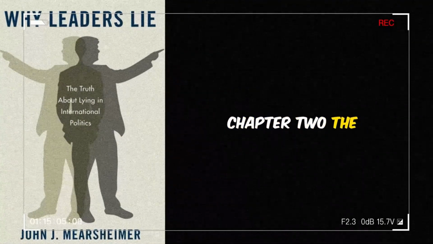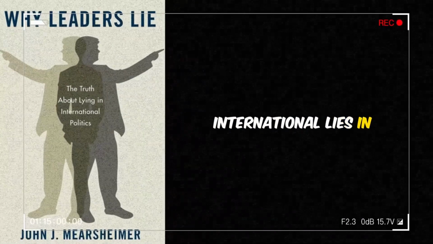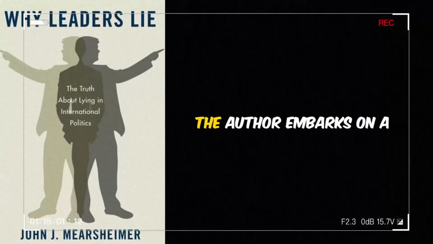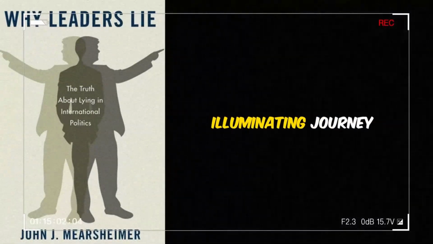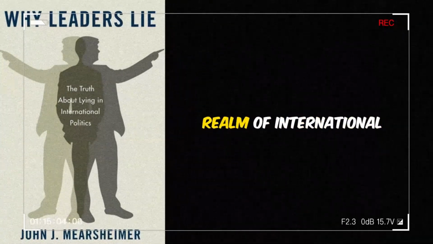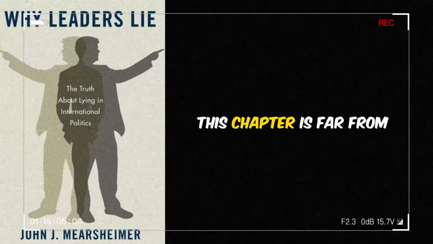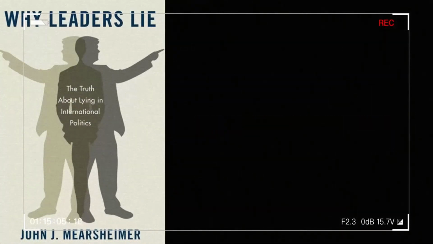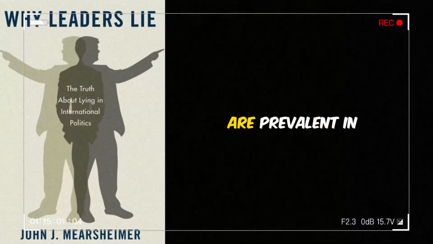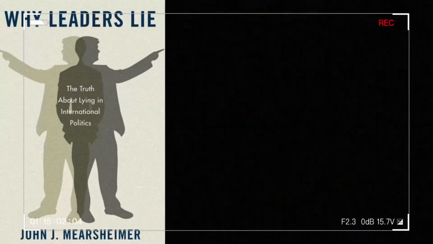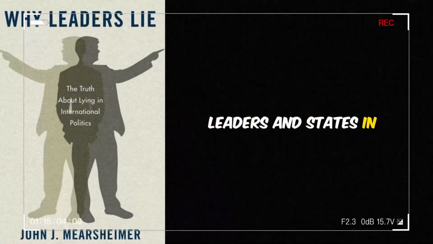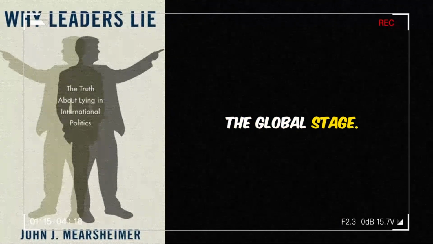Chapter 2. The Inventory of International Lies. In the second chapter of Why Leaders Lie by John Mearsheimer, the author embarks on a systematic and illuminating journey, unraveling the diverse forms of deception that permeate the intricate realm of international politics. This chapter is far from being a mere exploration. It is a comprehensive examination of the inventory of lies that are prevalent in international relations, shedding a revealing light on the nuanced tactics employed by leaders and states in their interactions on the global stage.